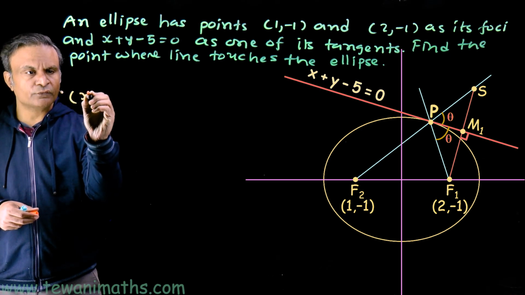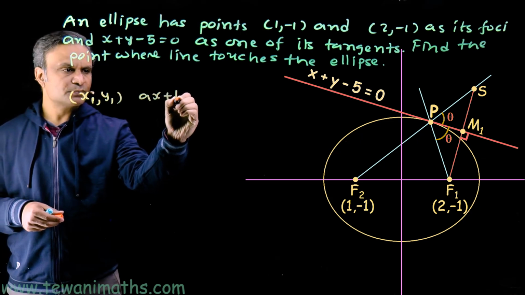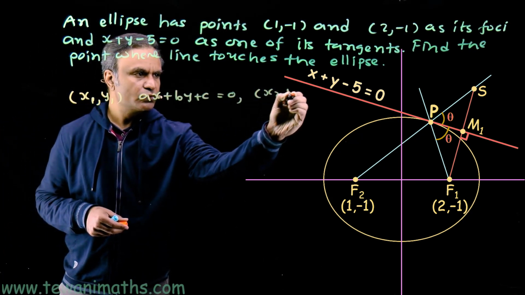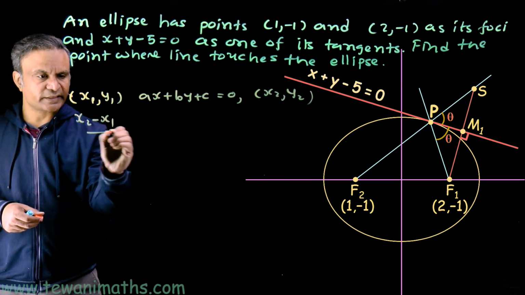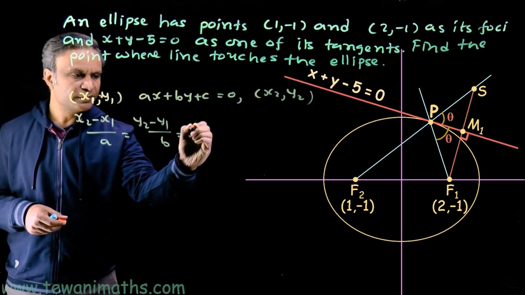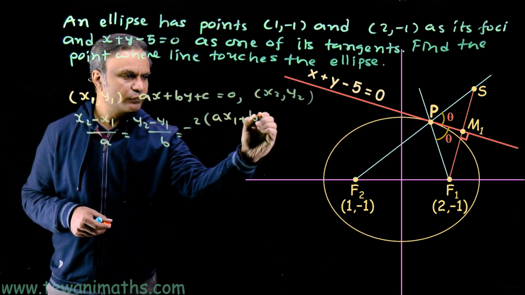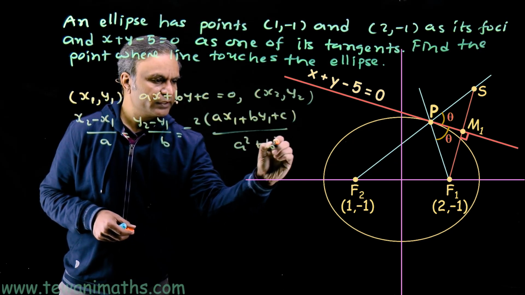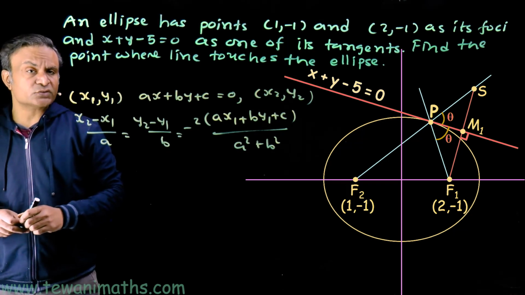If the reflection of point (x1, y1) in the line ax + by + c = 0 is (x2, y2), then we have (x2 minus x1) upon a is equal to (y2 minus y1) upon b is equal to minus 2 multiplied by (ax1 + by1 + c) upon (a squared plus b squared). Now using this formula we can get the coordinates of point S.